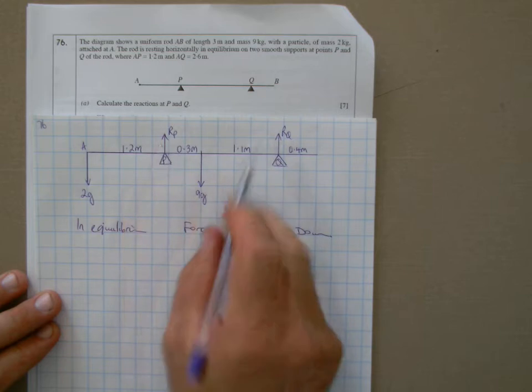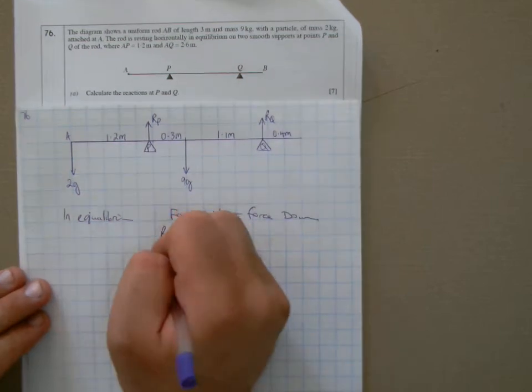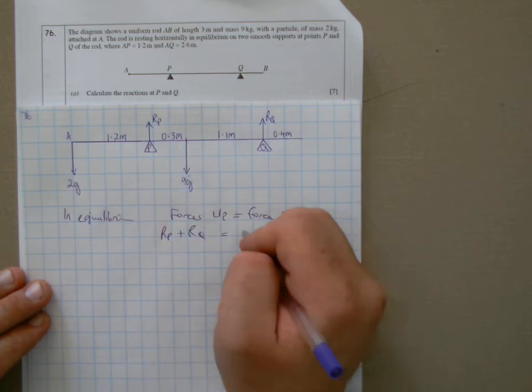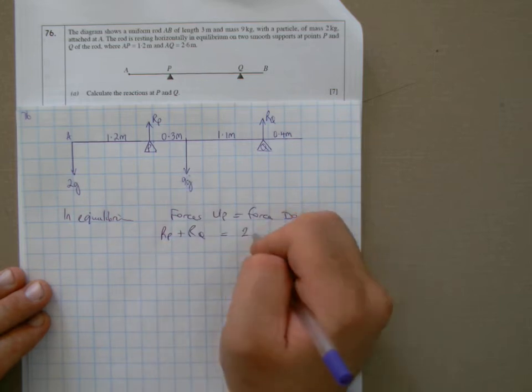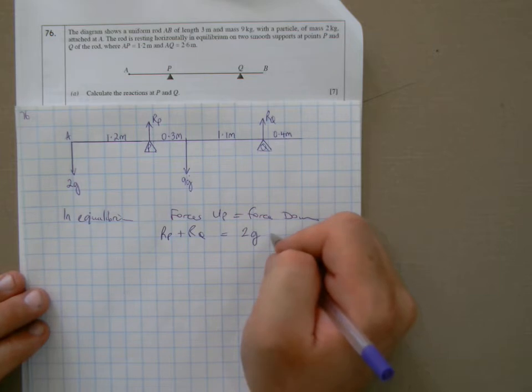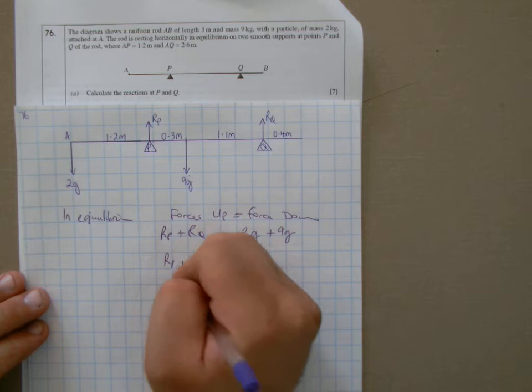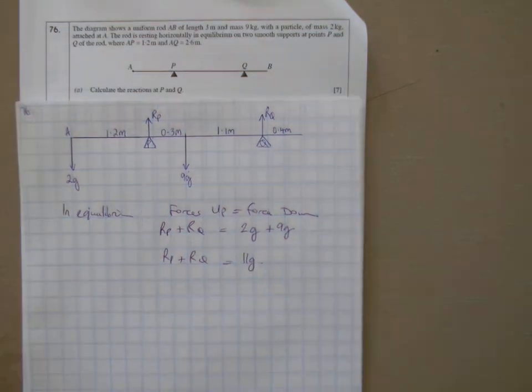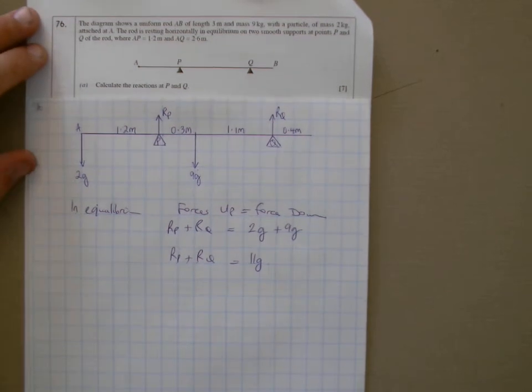So forces up are RP and RQ. Forces down then are these two here: the 2G weight and then the mass of the rod, which is 9G. So RP plus RQ is equal to 11G. Now I don't know what RP and RQ are, so I've got an equation with two unknowns.